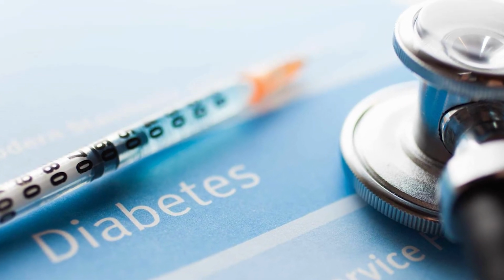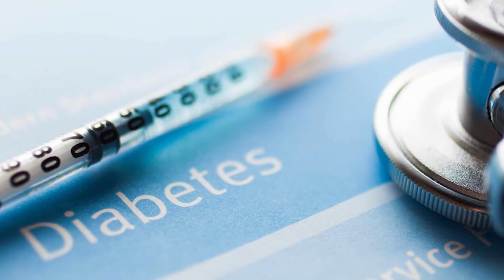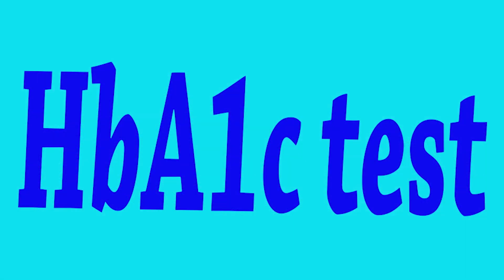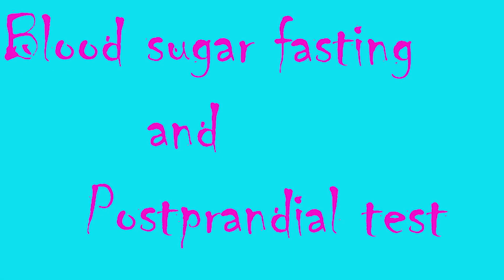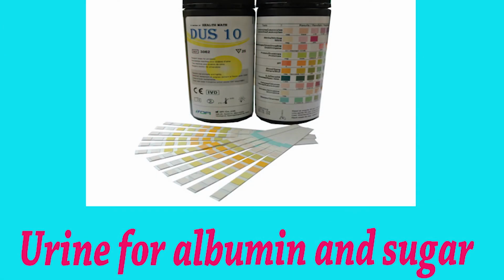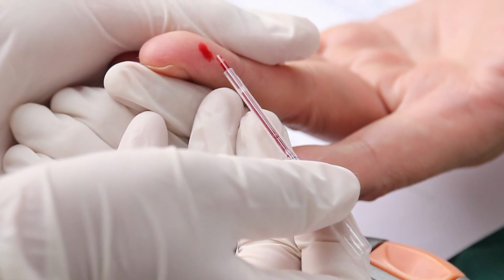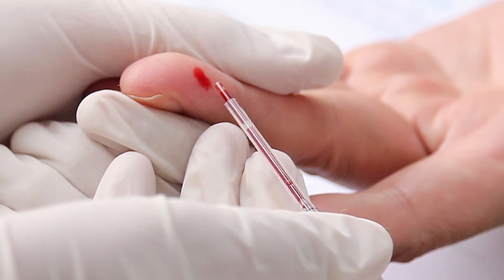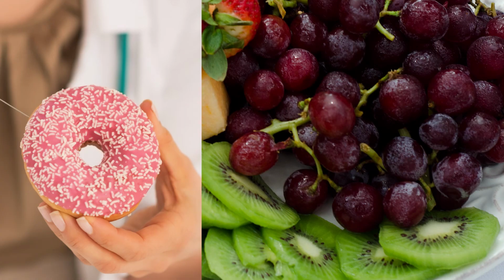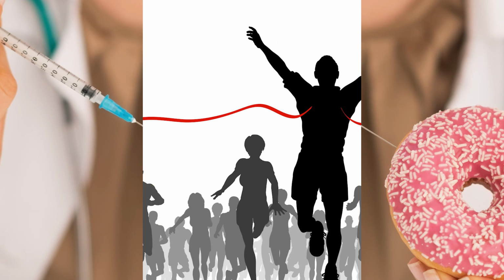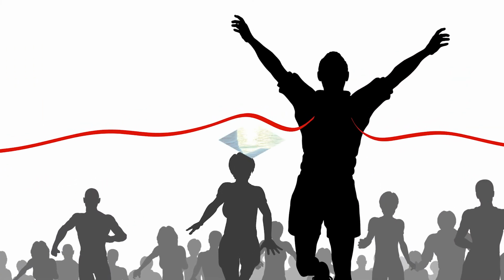Friends, people with values above 100 mg percent should go for 3 more definitive tests to assess their position. The first test is the HbA1c test, the second test is the blood sugar fasting and PP test, and the third test is urine for albumin and sugar. That's it for now. In the next video, I will tell you what you get to know by these reports, the perfect diabetic diet, the perfect diabetic treatment, and how to live a happy and peaceful life with diabetes.